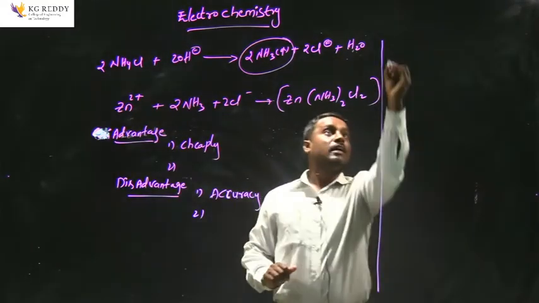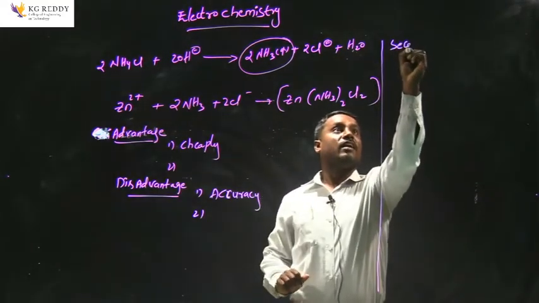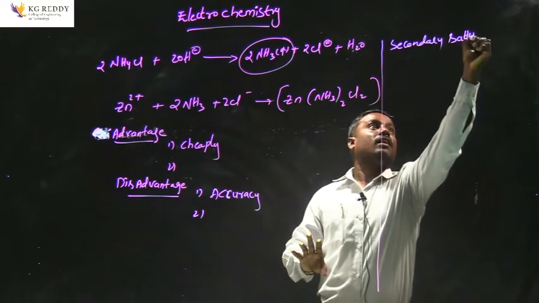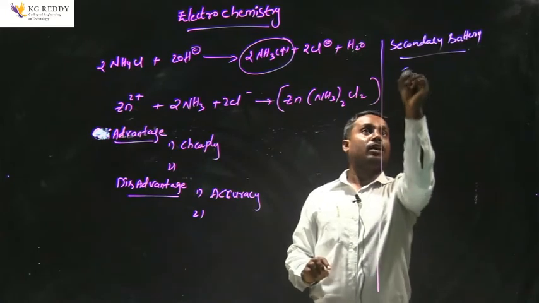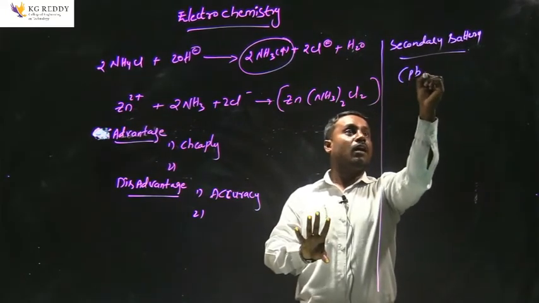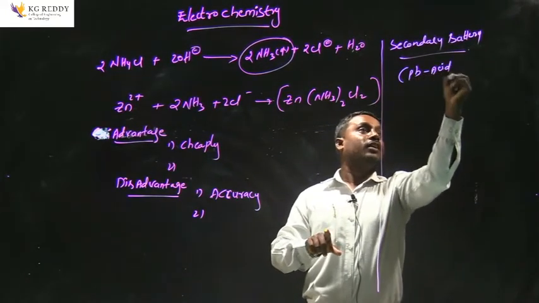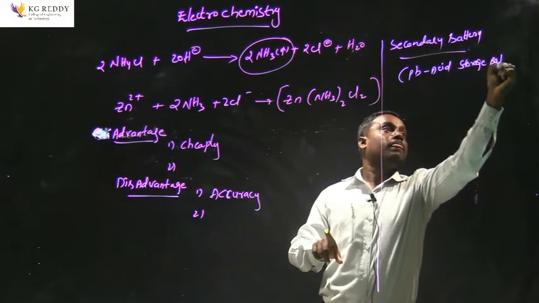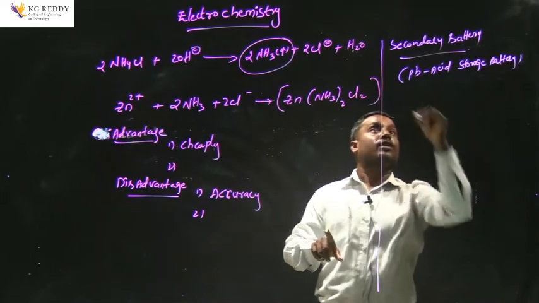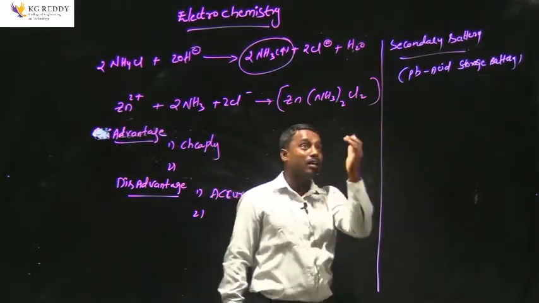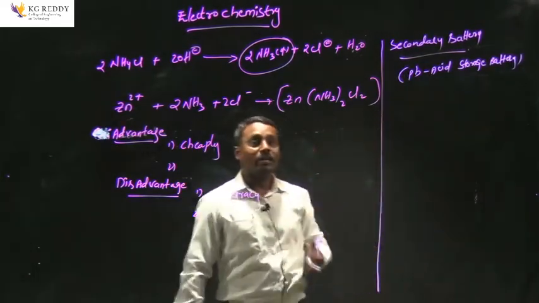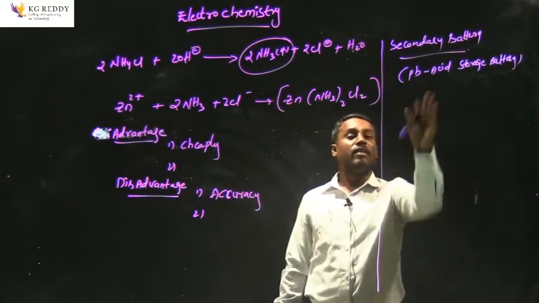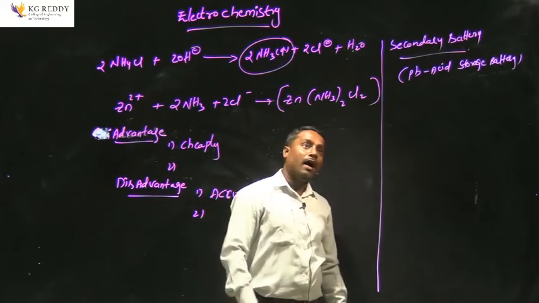Next is the secondary battery. What is a secondary battery? An example of a secondary battery is the lead acid storage battery. These secondary batteries are rechargeable and can be used again and again. This lead acid battery is generally used as the automobile battery.